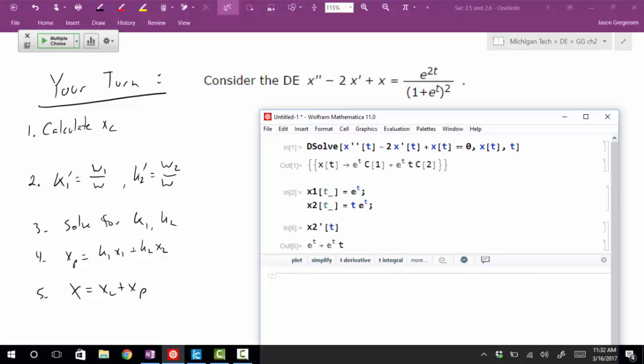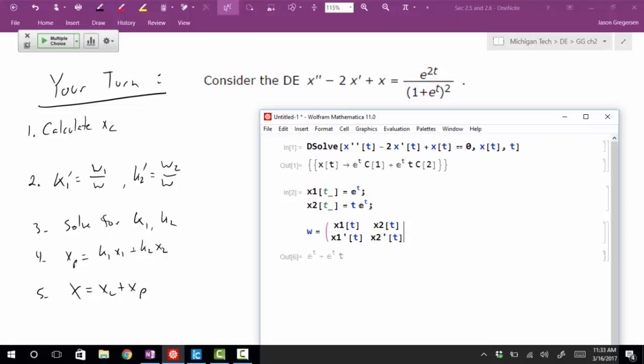But what I really want to do is form all those W guys. So I can say, let W equal, and I'm going to create a matrix in here. I have a parenthesis. My first value is going to be x1 of t. I'm going to hit control comma, which lets me start a new column. This should be x2 of t. Control enter allows me to start a new row. What's going to be down here? x1 prime of t. What's over here? x2 prime of t. And now I have W.